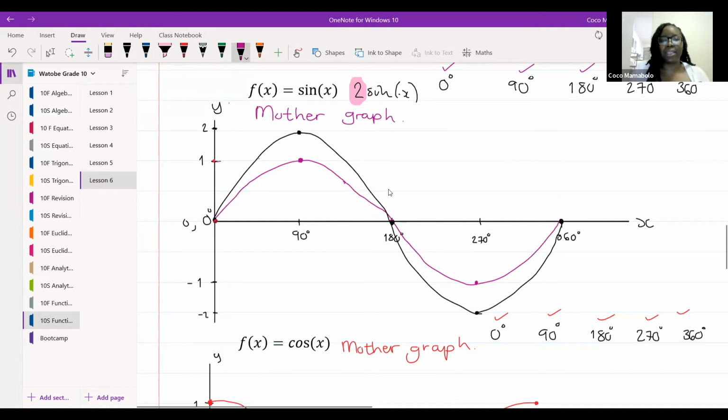So just like Namisile said, this number here in front tells us about the amplitude. The amplitude of our mother graph is always equal to 1. That's why it just says sine x. It's the same as 1 sine x. But if we put a number in front of sine x, then this changes the amplitude.